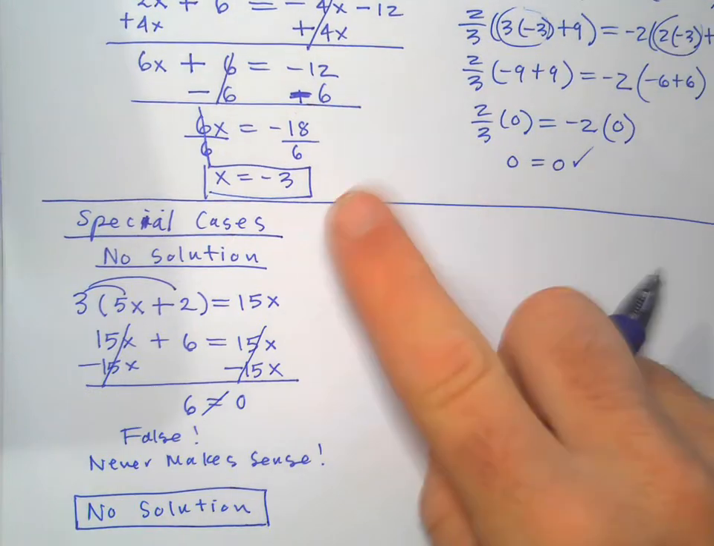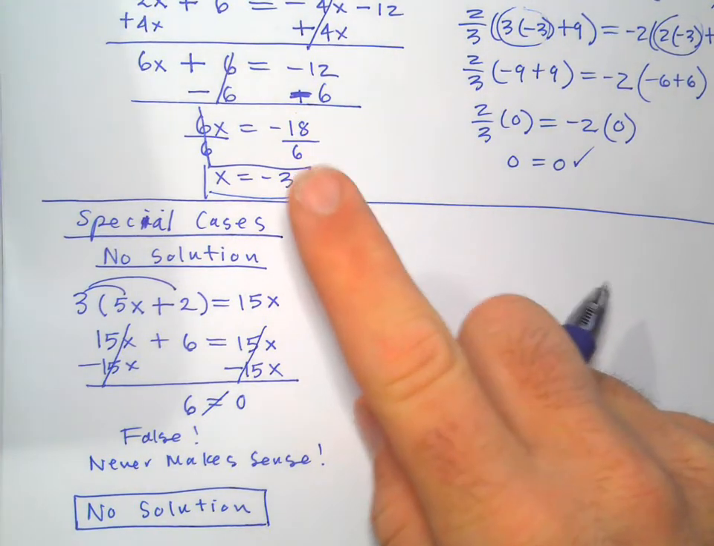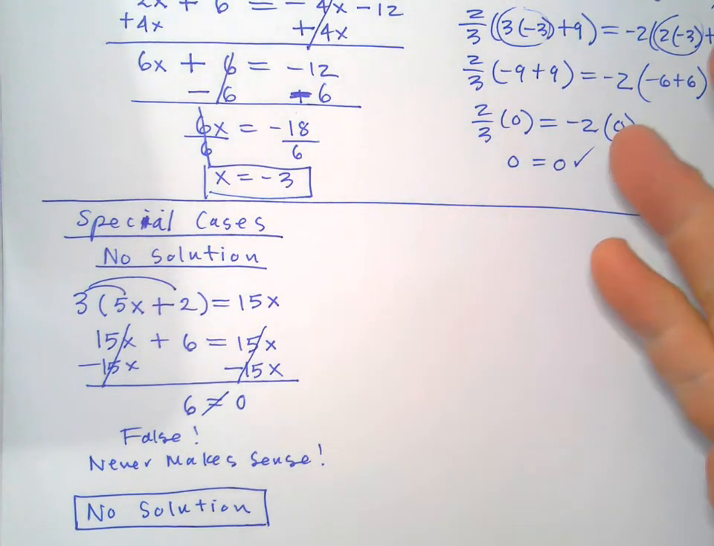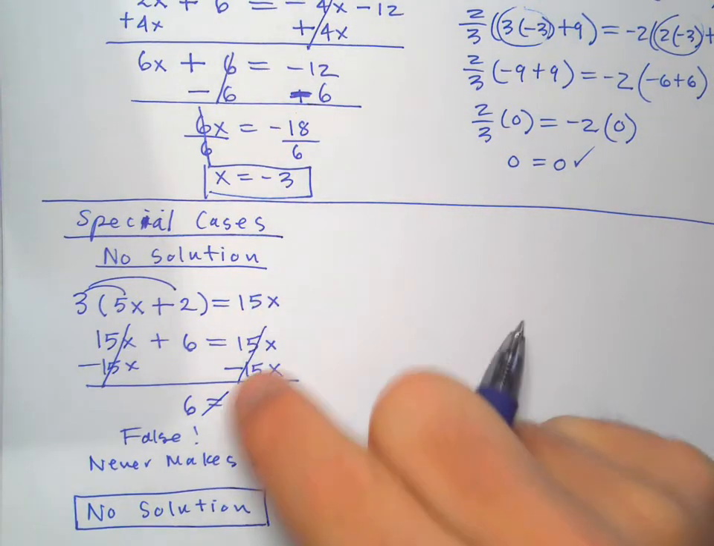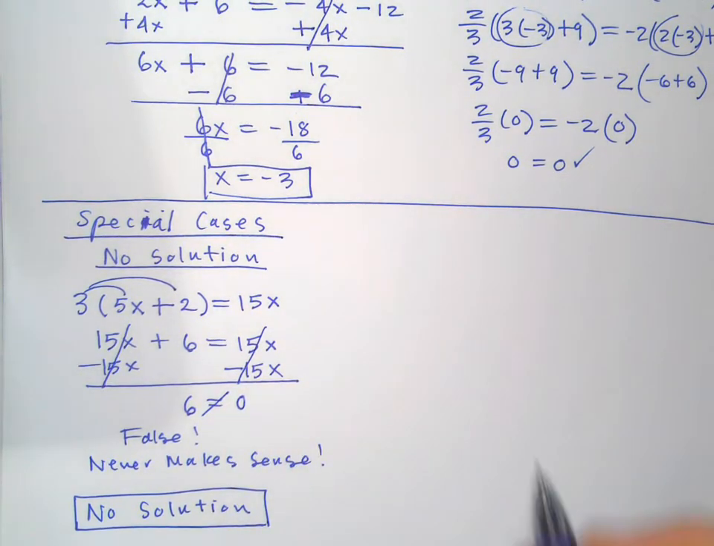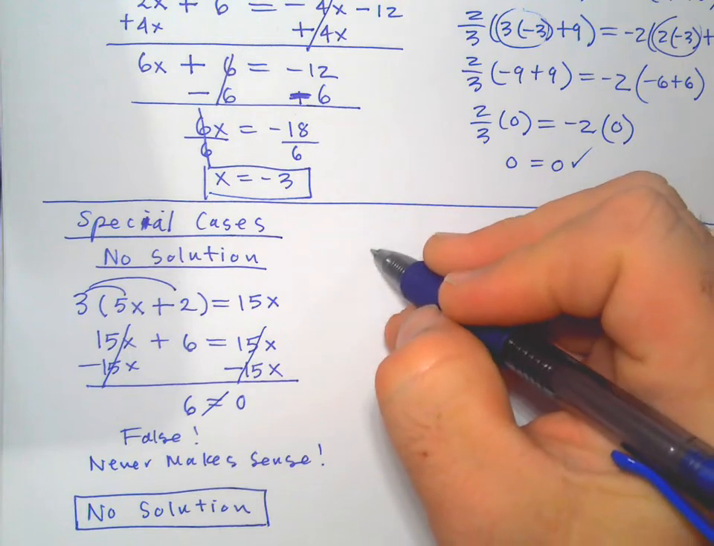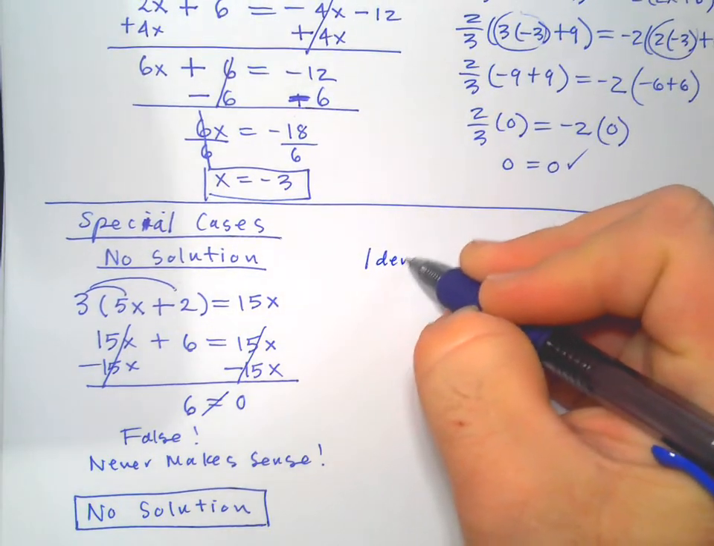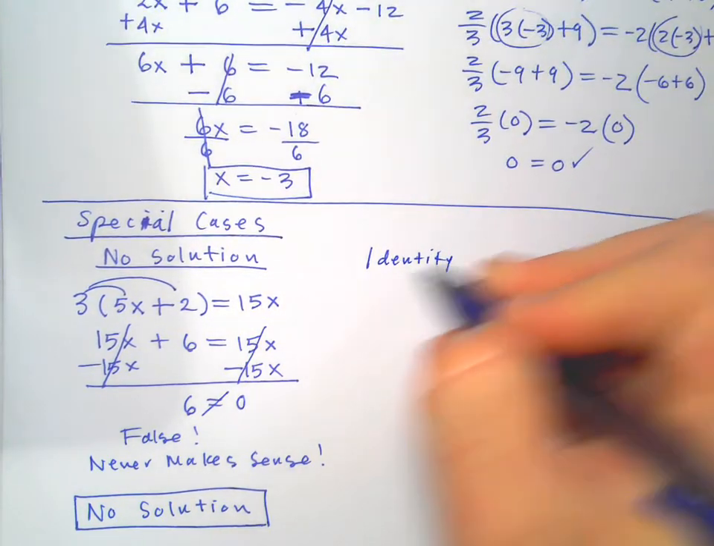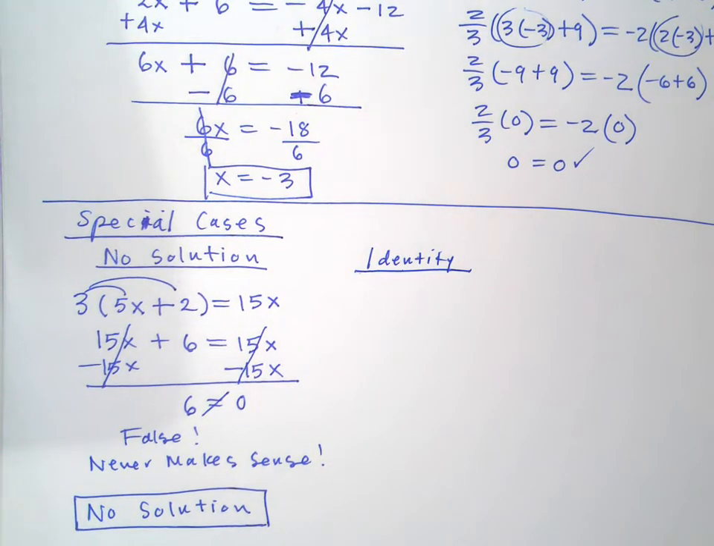That just means you messed up, right? You got an answer, you should have an answer, but your answer doesn't work. Here, we're trying to find the answer, and this shows up. Okay, the other special case is identity. That's going to be the other answer.